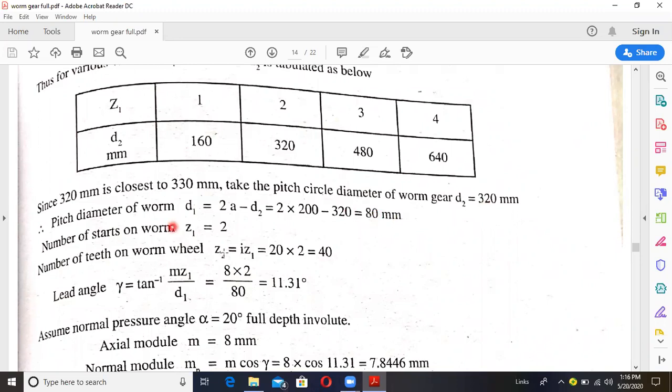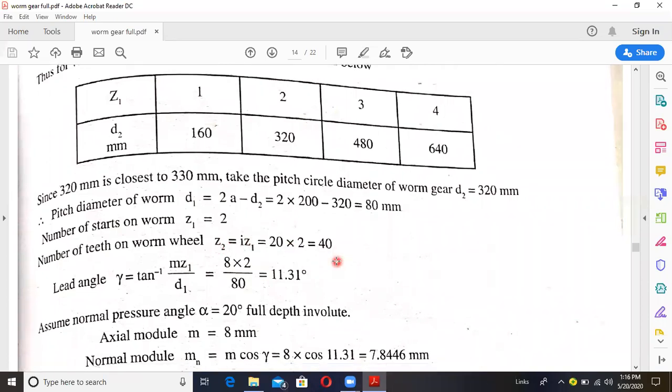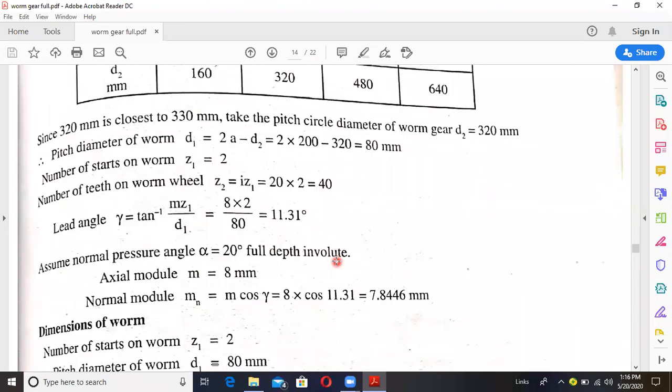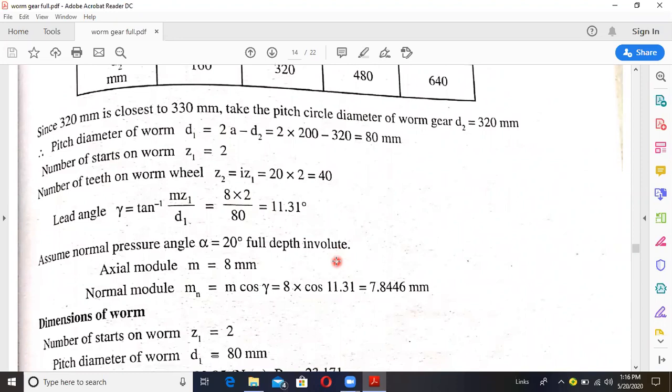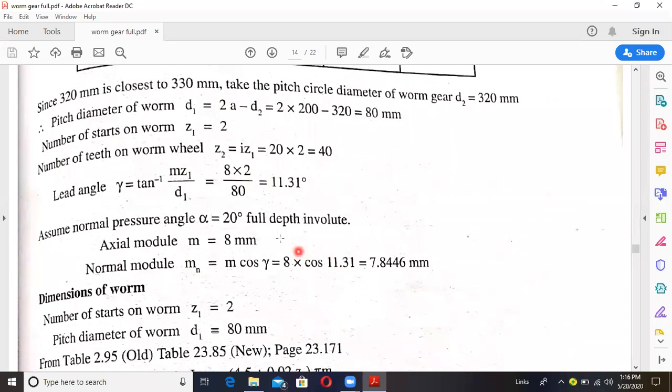Now, again, Z1 is equal to 2. Now we have to calculate Z2. Z2 is equal to i into Z1. So then we will get Z2 is equal to 40. Now we got dimensions: the number of threads on the worm, the number of teeth on the gear. Now we have to calculate lead angle, that is nothing but gamma. We know the formula, gamma is equal to tan inverse of m into Z1 divided by D1. Substitute m, Z1, D1, then we'll get gamma.